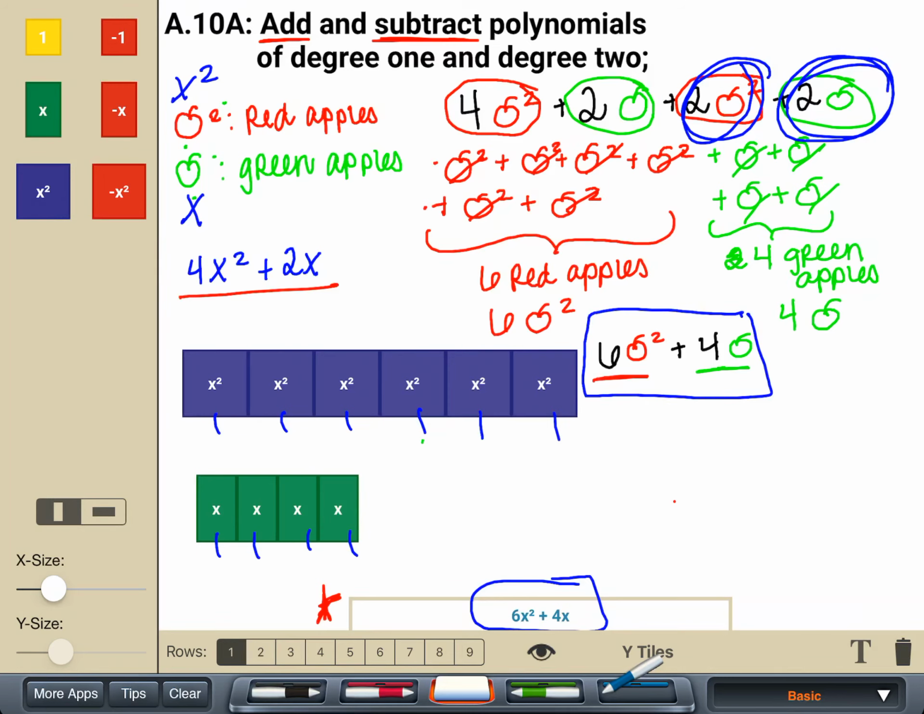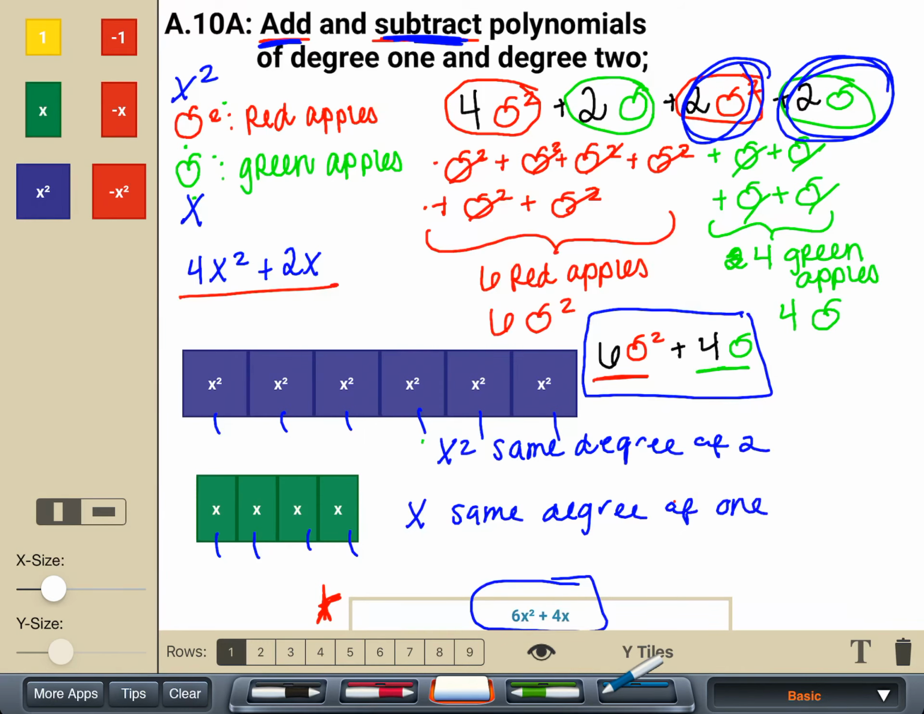So generally speaking, when we're adding and subtracting variables that have a different degree, we can only combine them when they have the same degree. If they're in different degrees, we cannot combine them. When they're in the same degree, we can combine them. So all of these x squared had the same degree of 2, and the x's had the same degree of 1. Therefore, all of these apples were able to be combined, and all of these apples were able to be combined.